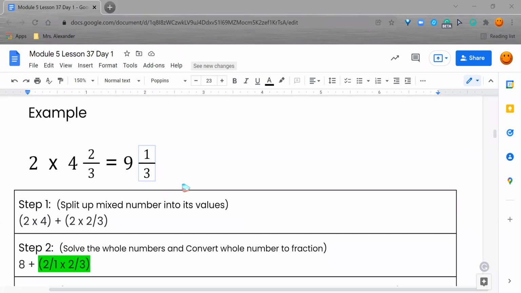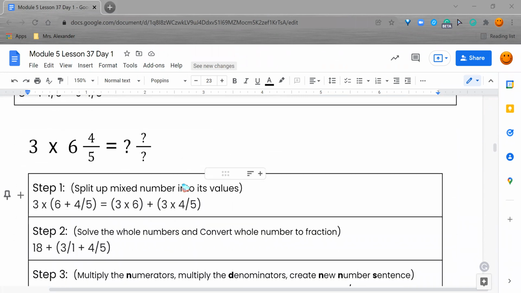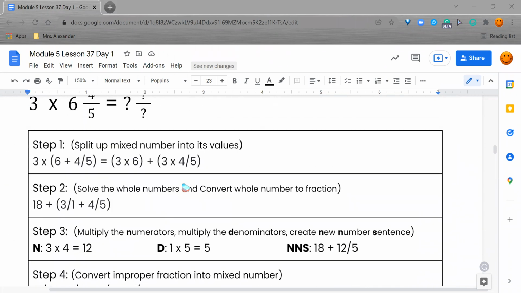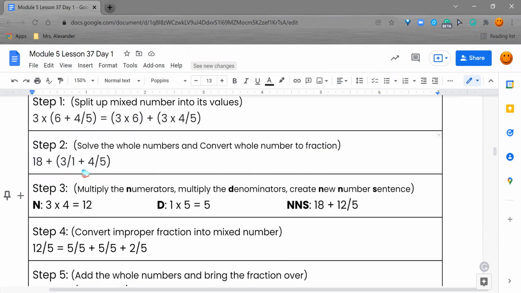Here we go. We're going to go to another example. Oh, this example is done for us, so let's go look at it. We have 3 times 6 plus 4/5, which equals 3 times 6 plus 3 times 4/5. So we do the 3 times 6, which is 18, and we convert the 3 into a fraction. Then we take our 3 and multiply it by 4 to get 12. We take our 1 and multiply it by 5 to get 5. And then we take our 18, bring it over, and put our numerator and denominator over each other to have our new fraction, which is 12/5.